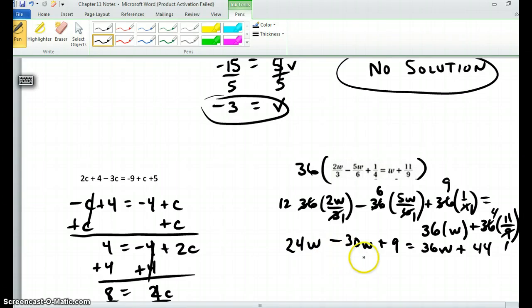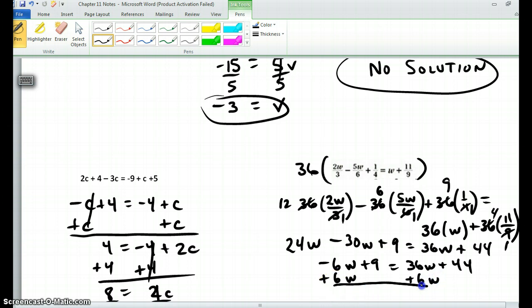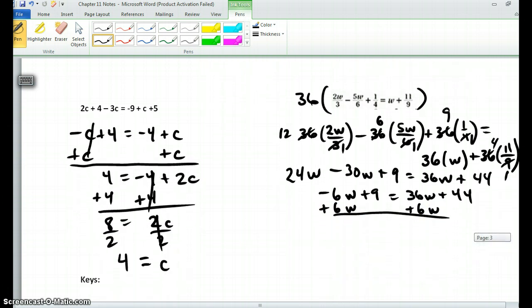So let's go ahead and finish this. Combine like terms. 24w minus 30w is negative 6w plus 9. Over here I have 36w plus 44. So I think I want to get rid of that negative 6w by adding 6w, and I'll do that to both sides. Running out of room here, but I'll scroll down a little bit. These cancel out. I'm left with just 9. Over here I have 42w plus 44.